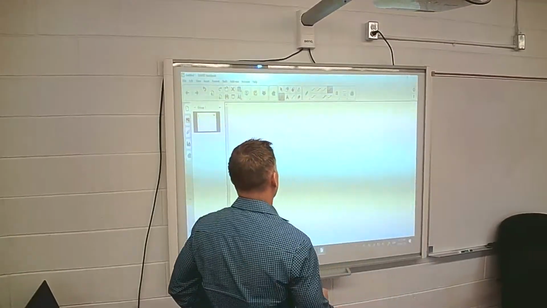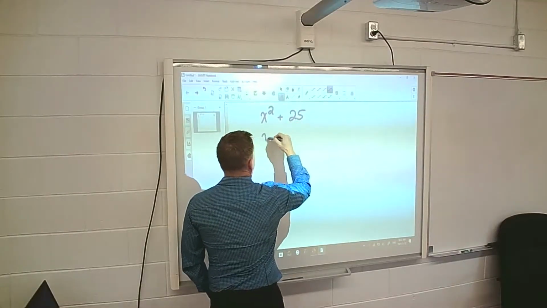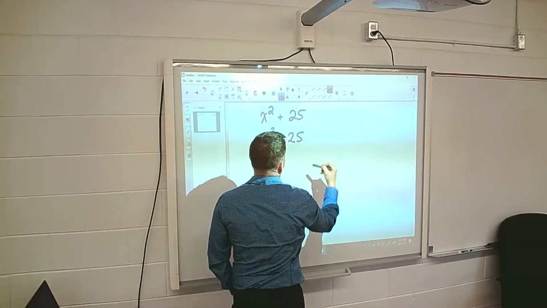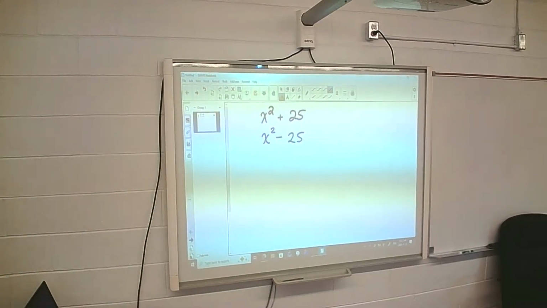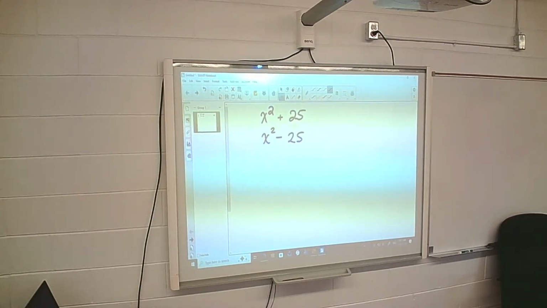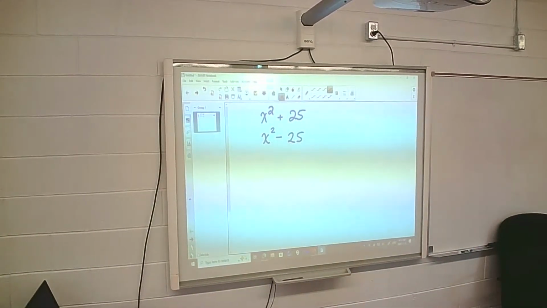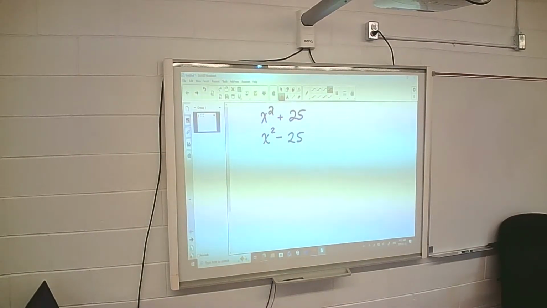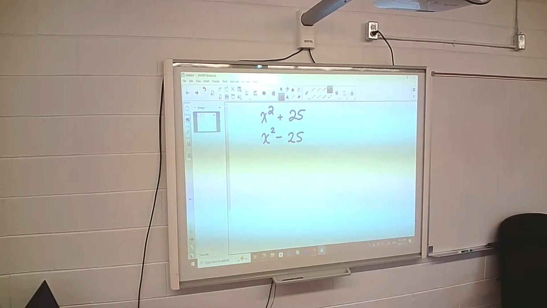And one of the things is this and this. X squared plus 25. X squared plus 25 is not something you can factor. The reason being is you can't multiply something by itself and get just x squared plus 25. You would have a middle term somewhere along the way. So this isn't something that can be done.